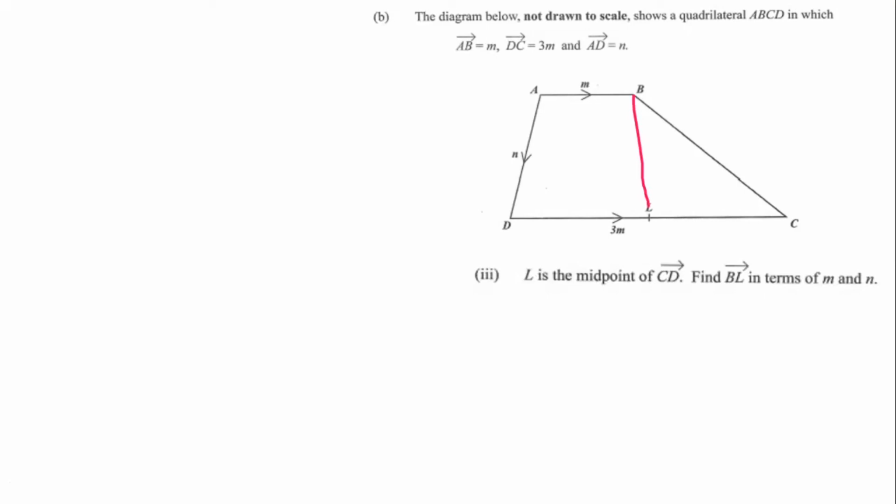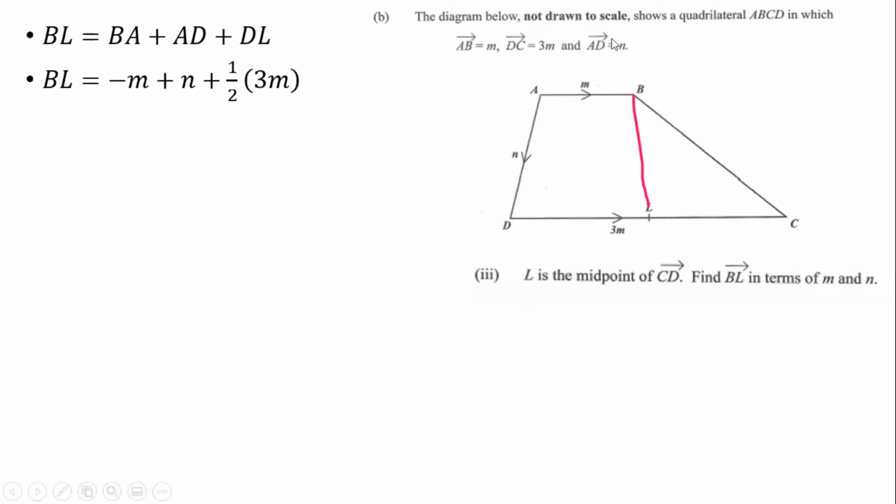Part 3 now says L is the midpoint of CD, and it says find BL, so from B to L, in terms of M and N. So again, we're going in this direction from B to reach L. BL would then be BA plus AD plus DL. And we know again our M here will take on a negative sign, so it will be negative M plus N, which is AD.